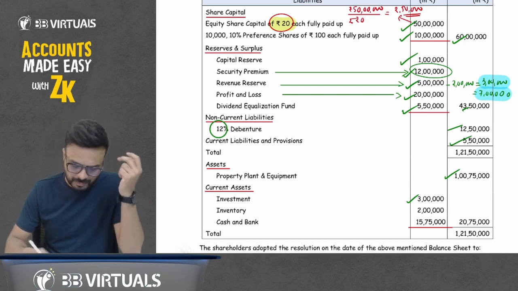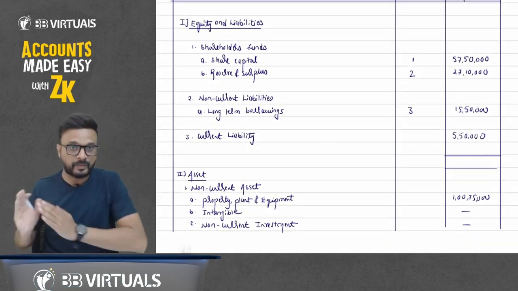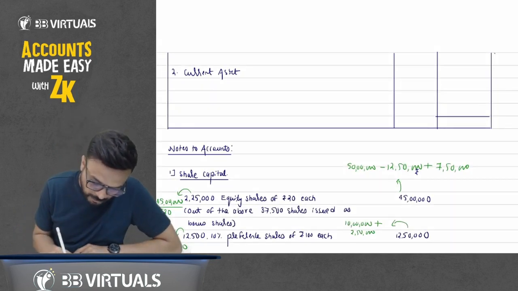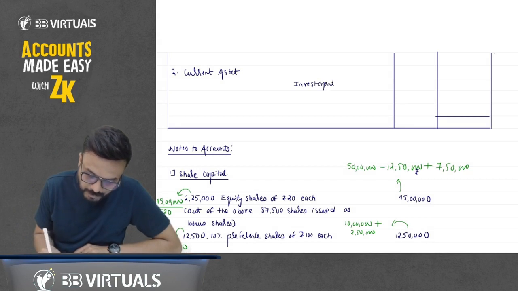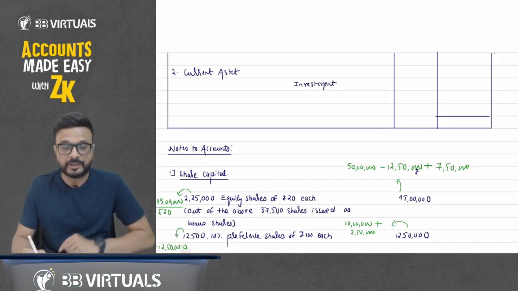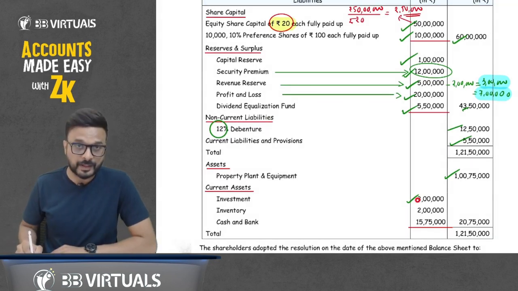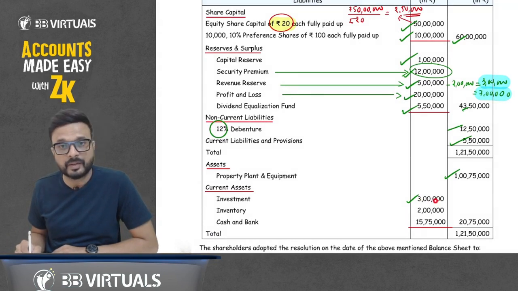So here they have given this current investment, so don't write this amount here in non-current investment. It will come under current investment, current asset only. So go to current asset, write down first amount here, investment. Now how much amount is given in balance sheet? In balance sheet, they have given us 3 lakh rupees.